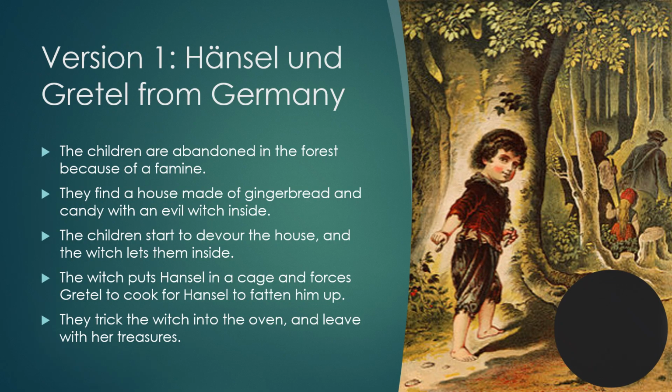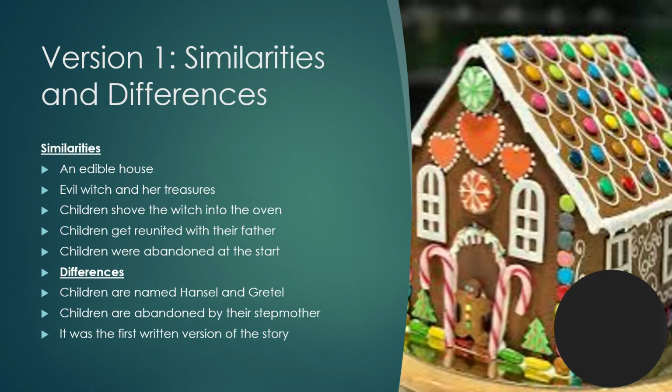So version 1, Hansel und Gretel from Germany. The children are abandoned in the forest because of a famine. They find a house made of gingerbread and candy with an evil witch inside. The children start to devour the house and the witch lets them inside. The witch puts Hansel in a cage and forces Gretel to cook for Hansel to fatten him up. They trick the witch into the oven and leave with her treasures.